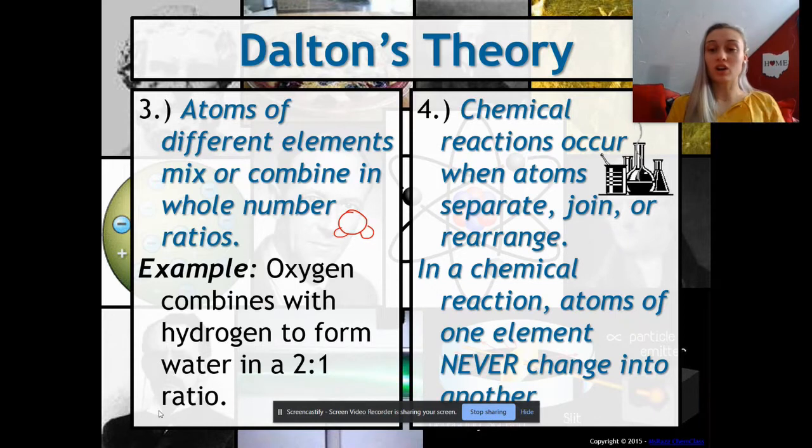And so he's talking about chemical reactions, which always involve a chemical change, right? So this is where you have new stuff formed. You're actually breaking bonds and joining bonds and changing what the actual substance is. So he says chemical reactions occur when atoms separate, join, or rearrange, which is exactly what we talked about when we talked about chemical changes.